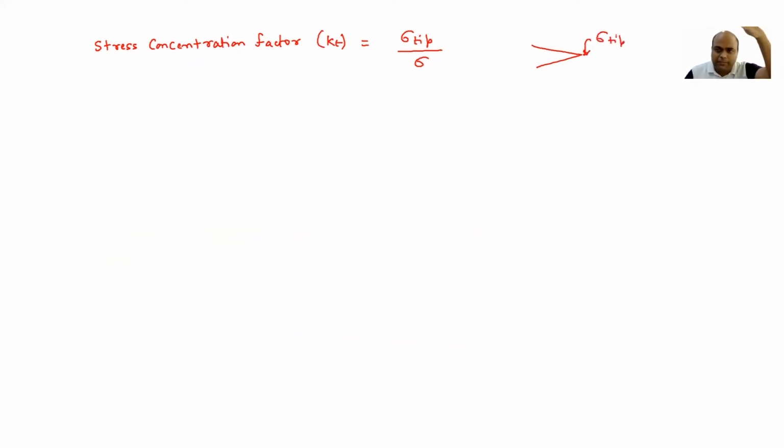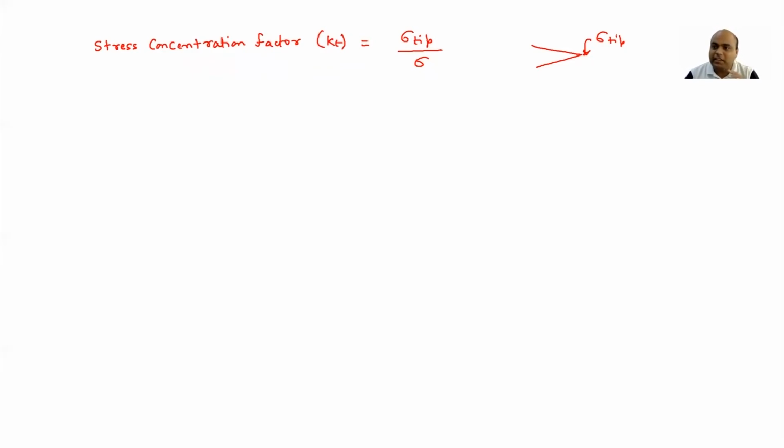Okay, so what is the stress concentration factor? Okay, so if I denote this as KT, this is going to be sigma tip by sigma. Sigma tip is the stress at the crack tip. So if you have a crack, the stress here is your sigma tip, and sigma is the applied stress far away from the crack, right? Or elliptical hole, whatever. Okay? So that stress is the far field stress, that is sigma.